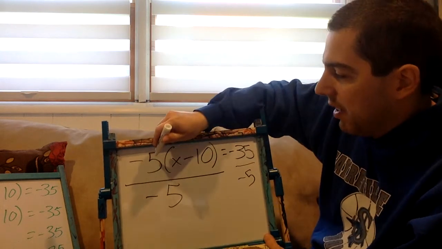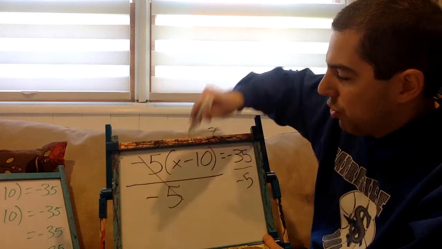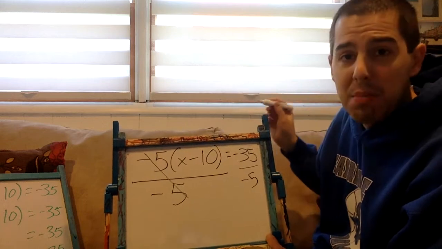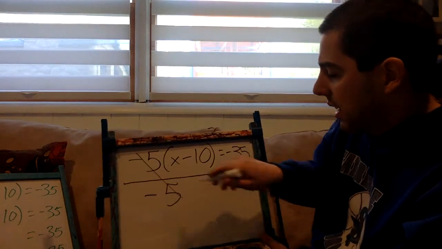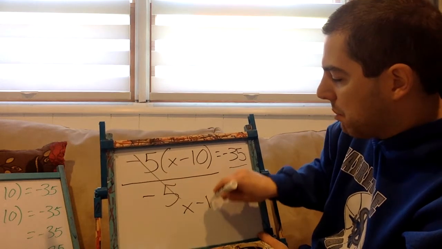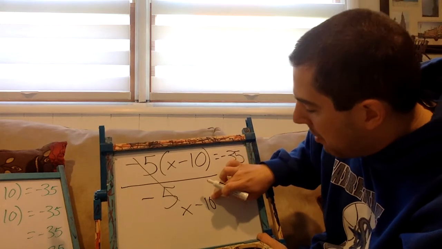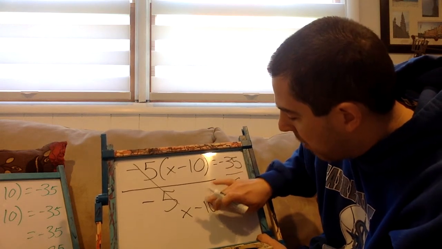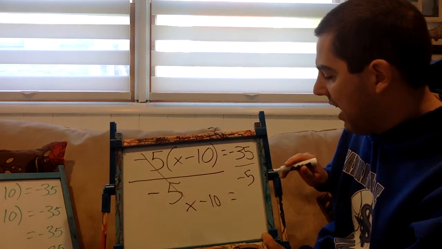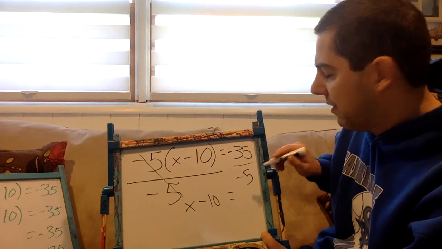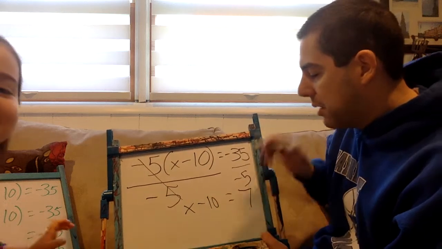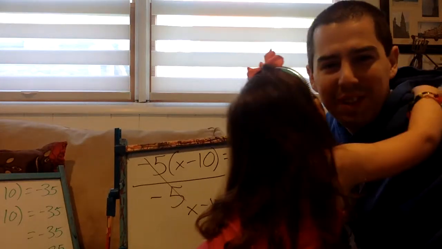On the left side, any number divided by itself is just 1, and 1 multiplied by x minus 10 is just going to be x minus 10. Okay, I've done one of the steps. So now I can bring down the x minus 10 and I don't need the parentheses anymore because there's only a 1 there, and multiplying by 1 doesn't do anything. On the right, -35 divided by -5. A negative divided by a negative is a positive. So I'm going to get a positive 7. x minus 10 equals 7.